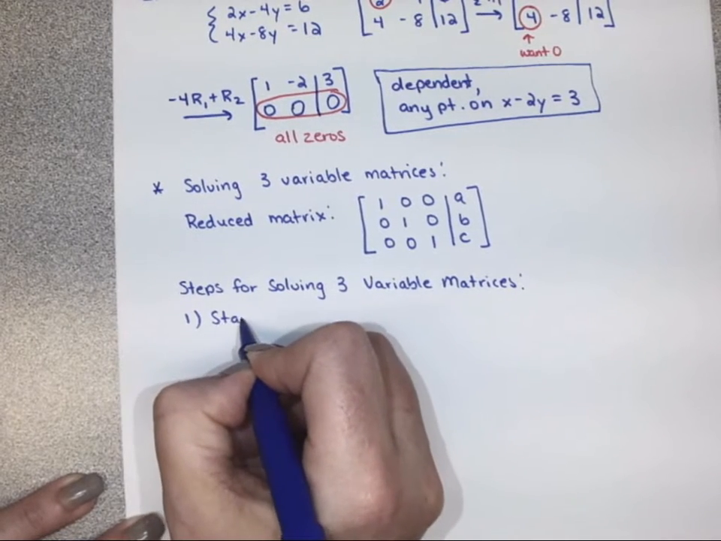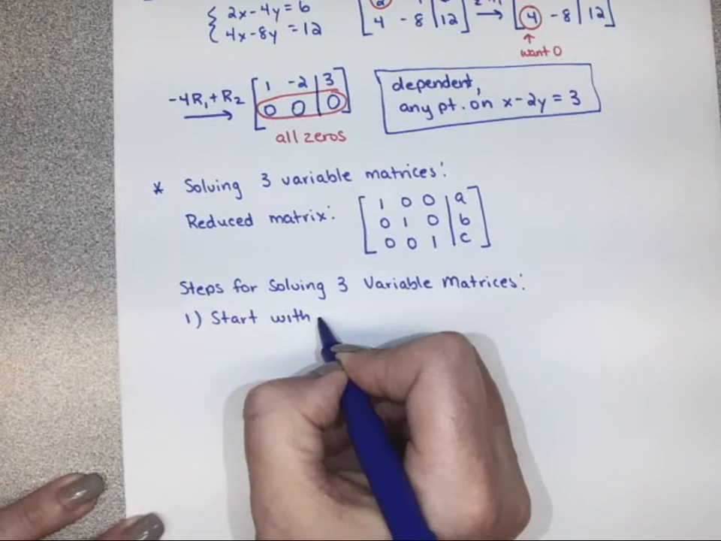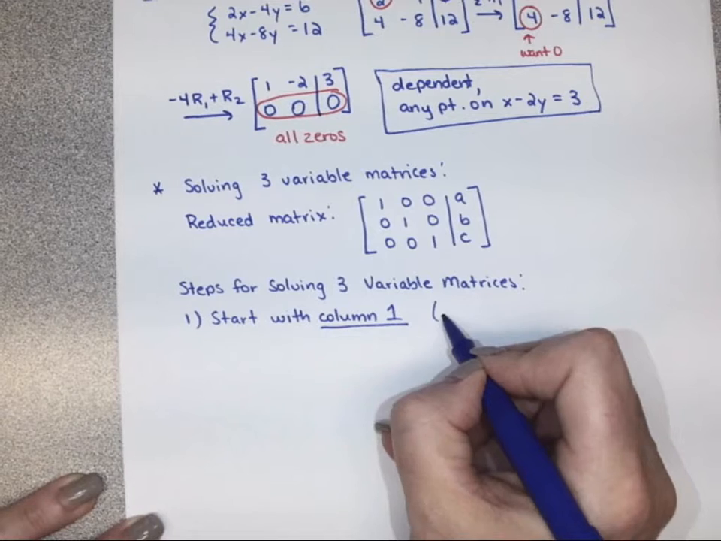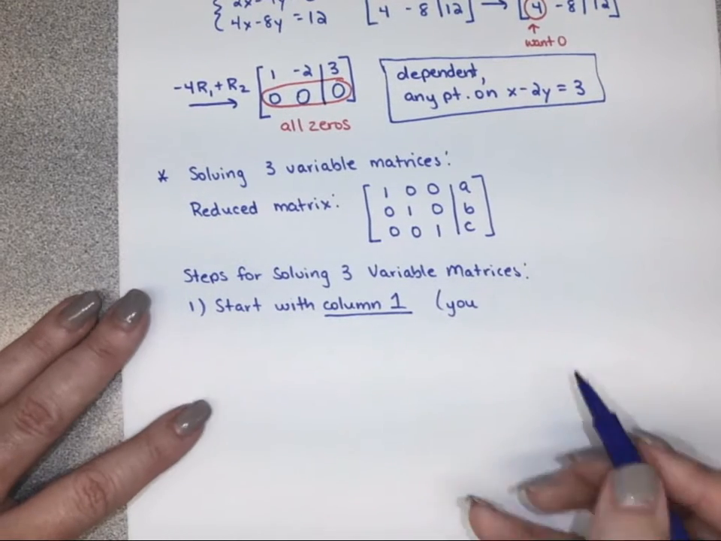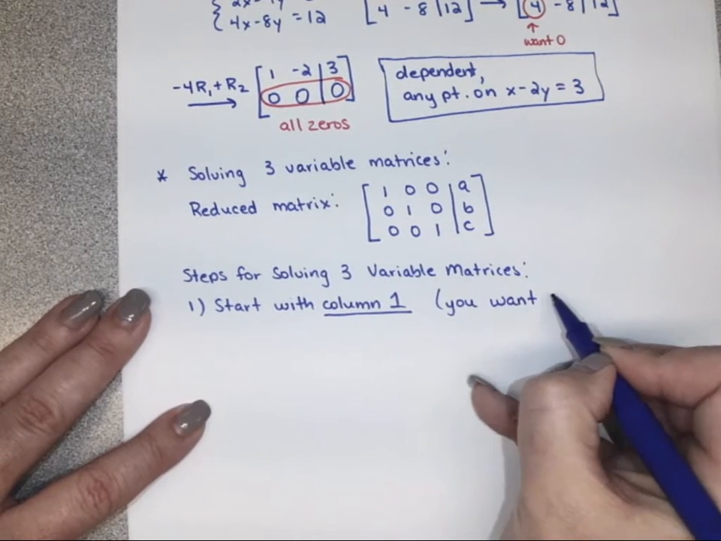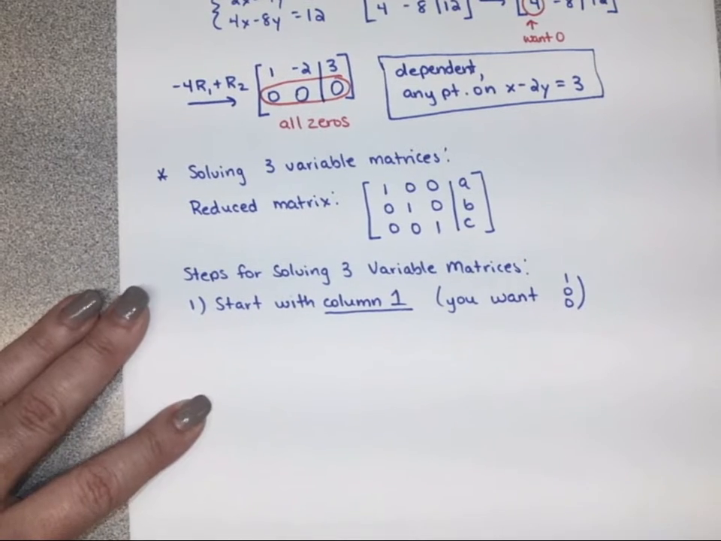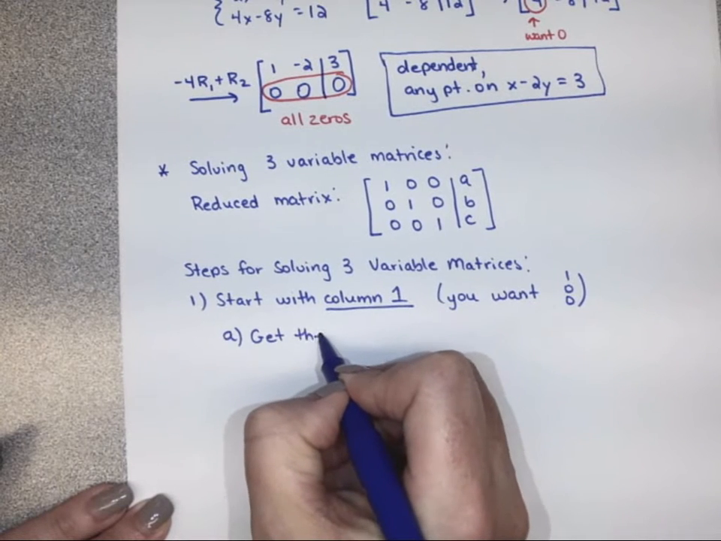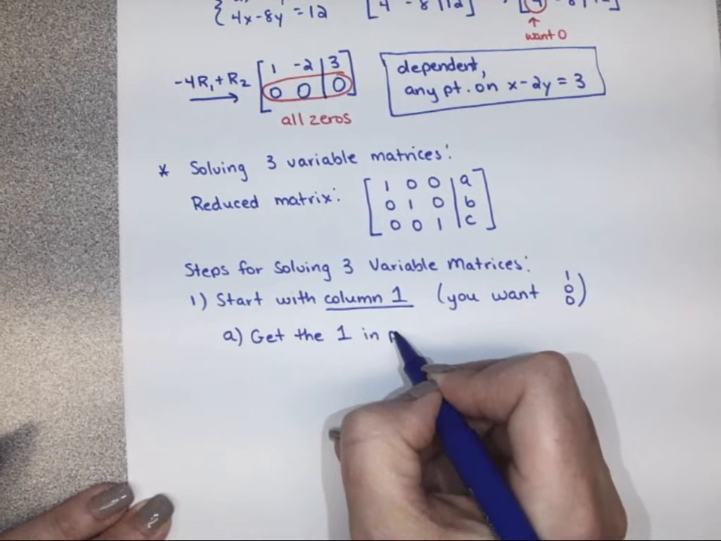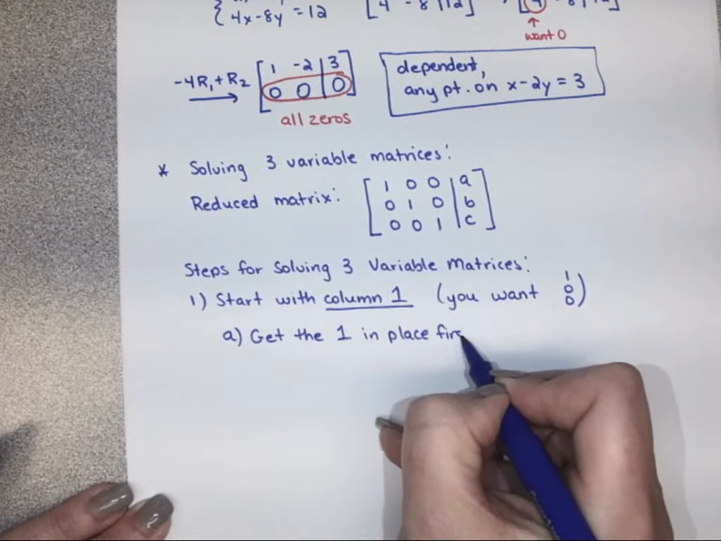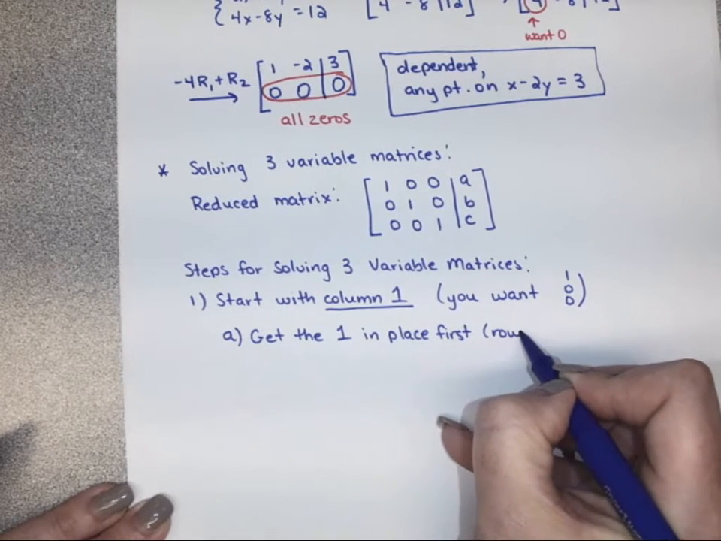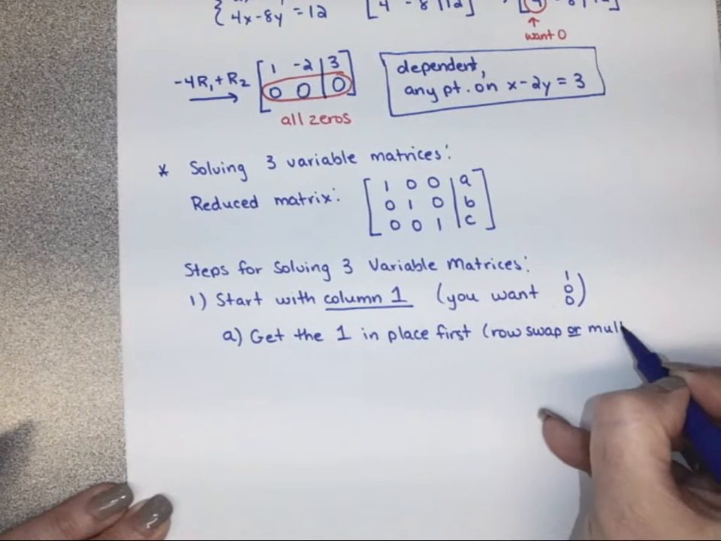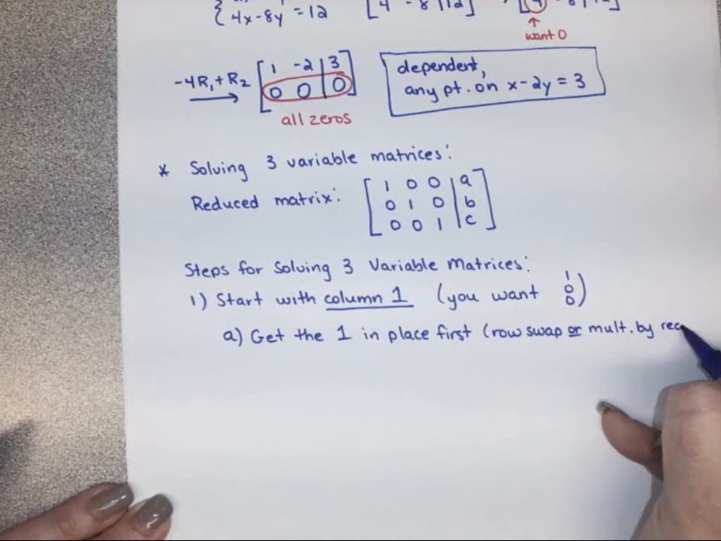So the first thing you do is you start with column 1, just like you did with two variables. Okay, what do you want column 1 to look like if it's three variable though? You want a 1 on top followed by what under it? 0, 0, right? So you are going to, just like you did before, get the 1 in place first. And how did we do that before? We did a row swap occasionally, right? That doesn't work every time. Or more likely, we're going to multiply by the what? By the reciprocal.